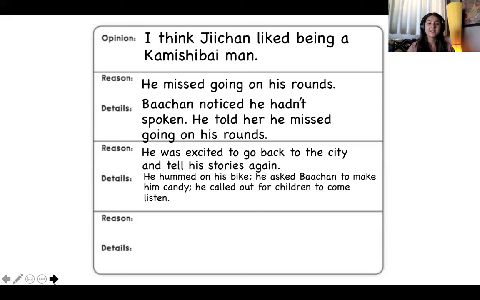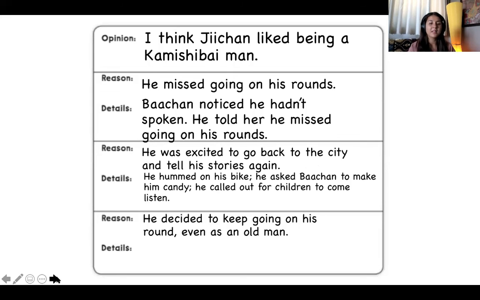My third and final reason that I think shows that Ji-chan liked being a Kamishibai man would be that he decided to keep going on his rounds, even as an old man. So even when he gets older at the end of the story, he doesn't retire. He doesn't decide he'll stay at home. He actually decides that he will keep trying to do his rounds. Can anyone give me some details that I could add in here to support the reason that he decides to keep going on his rounds as an old man?